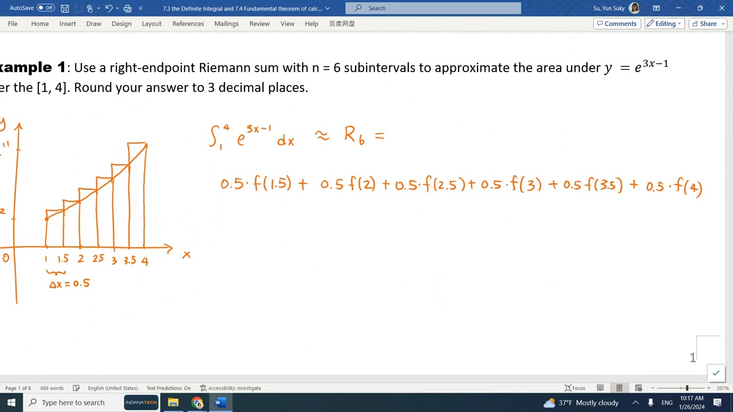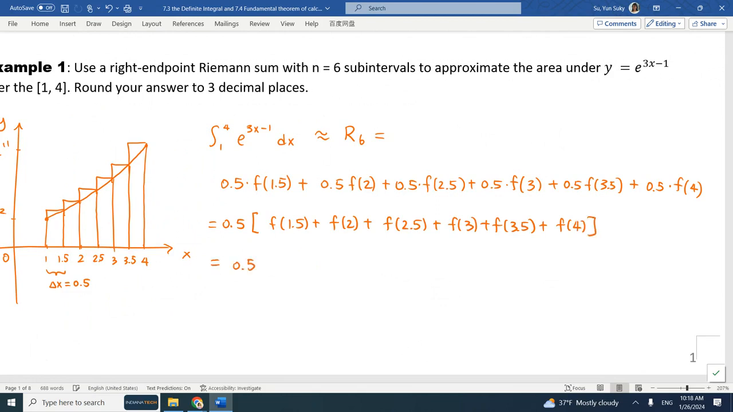Yes, very good. Do you see all of them have the common factor 0.5? Let's factor out the 0.5 because I don't want to type the 0.5 in my calculator 6 times. Do you want to type it 6 times? No. So now we have f of 1.5 plus f of 2 plus f of 2.5 plus f of 3 plus f of 3.5 plus f of 4.